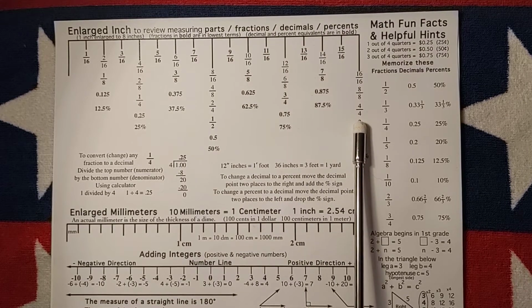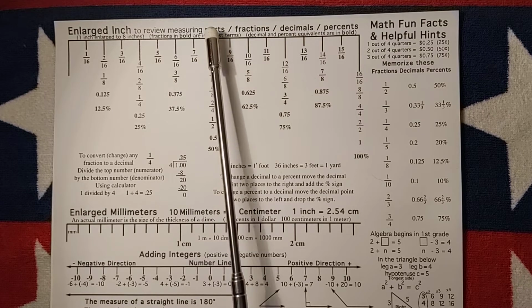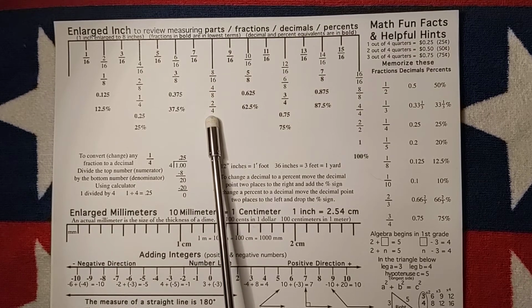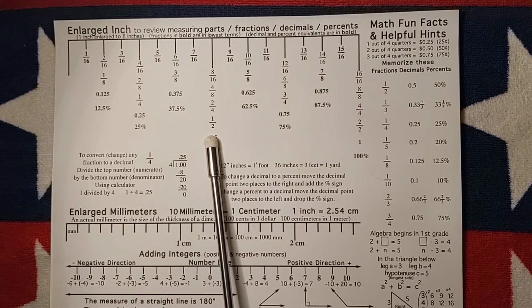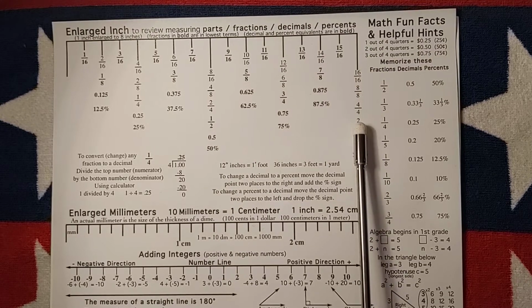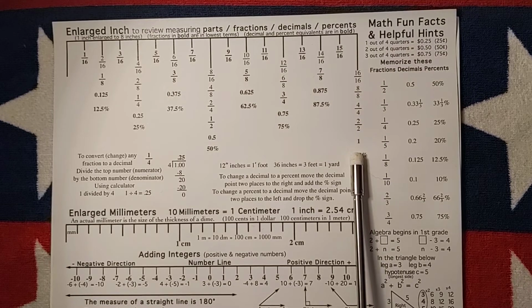3/4, 4/4. Then if we count every 8/16, 8/16 reduces to 4/8, which reduces to 2/4, and lowest terms would be 1/2. So 1/2 of an inch, 1/2, 2/2. And when you have any number over itself, that's going to reduce to 1.